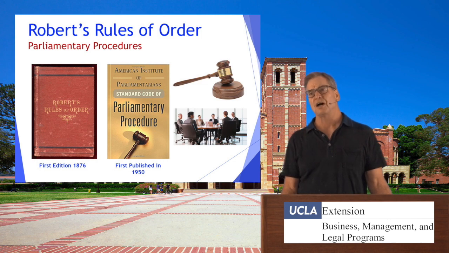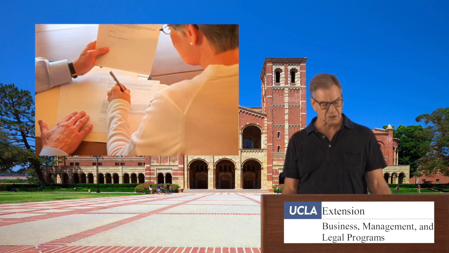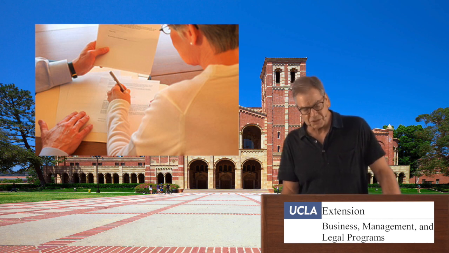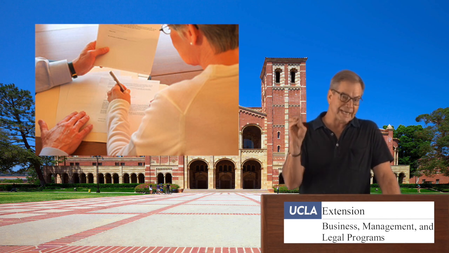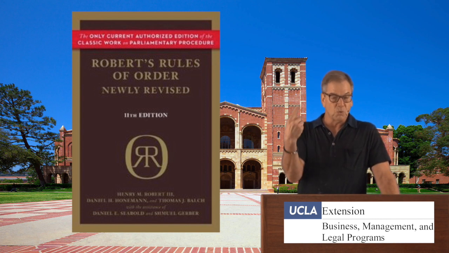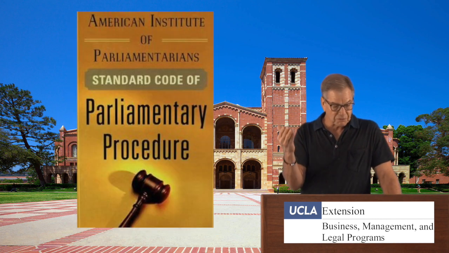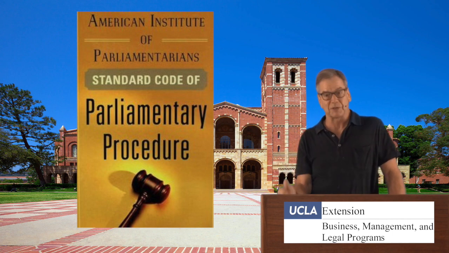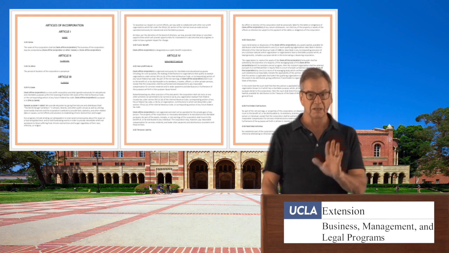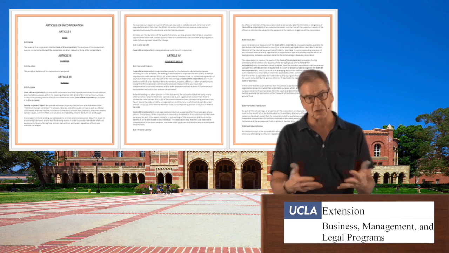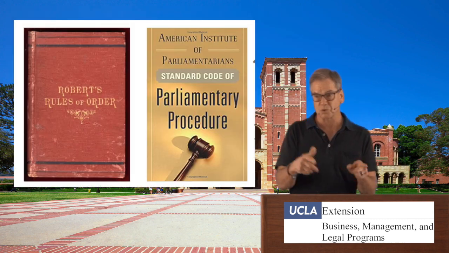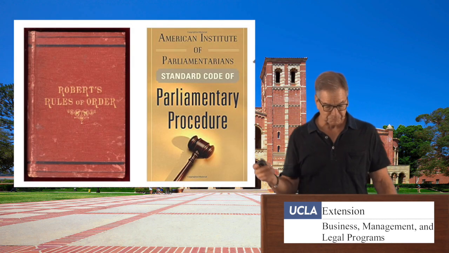Also know that the Articles of Incorporation state how the corporation is going to manage itself. Often it is stated in the Articles of Incorporation that it shall manage itself in accordance with Robert's Rules of Order or the American Institute of Parliamentarians Standard Code of Parliamentary Procedure. That could be written right into the Articles of Incorporation, meaning that the CEO, the officer or president of the corporation, is going to have to conduct business in accordance with the rules stated in these books.